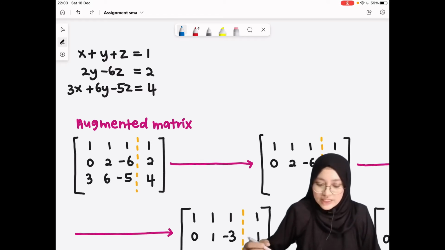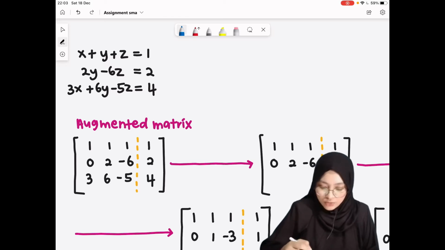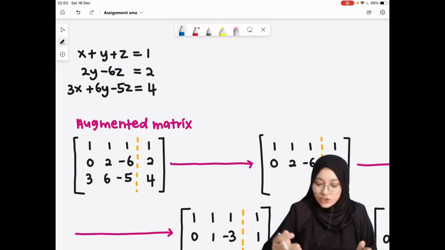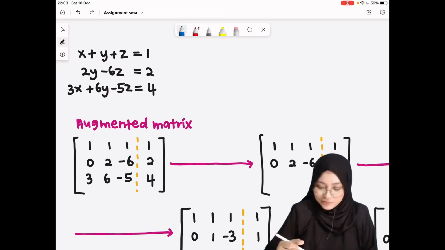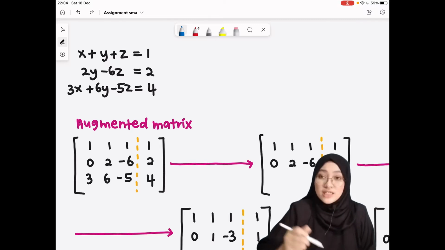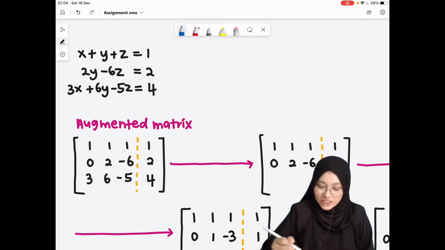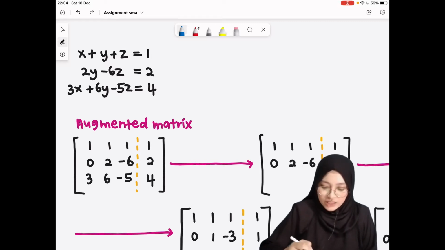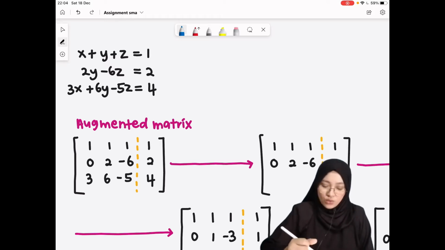So how to write in augmented matrix? We need to take the coefficients of the unknowns and write them in matrix form, in this form. x plus y plus z is equal to 1. So we take the coefficients, x is 1, y is 1, z is 1, and for the left hand side we make a partition and then write the number. So for the first row is 1. And then for the second row, there is no x, so we will write down 0. And then for y is 2, for z is negative 6. And then for the left hand side is 2.